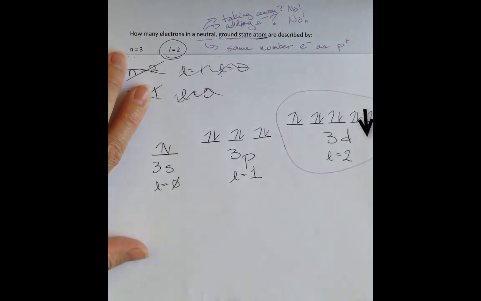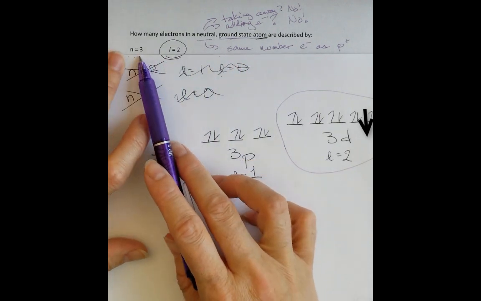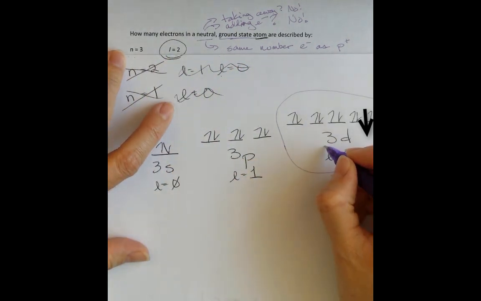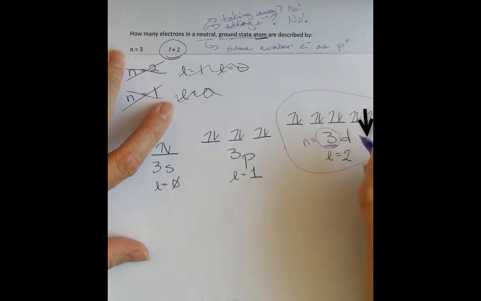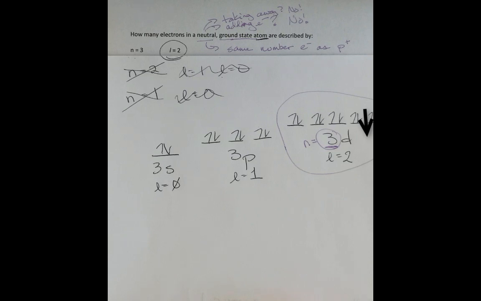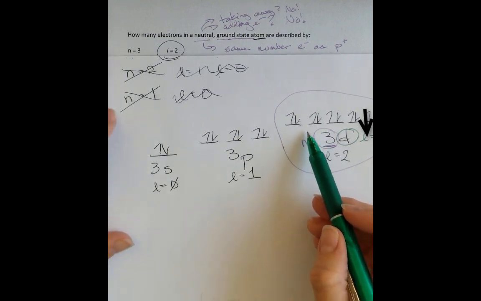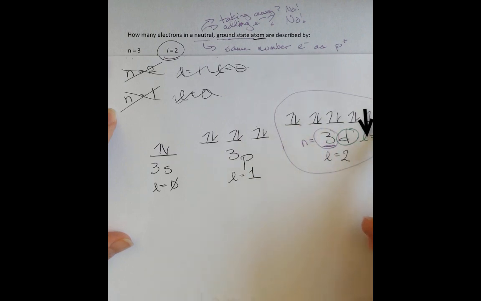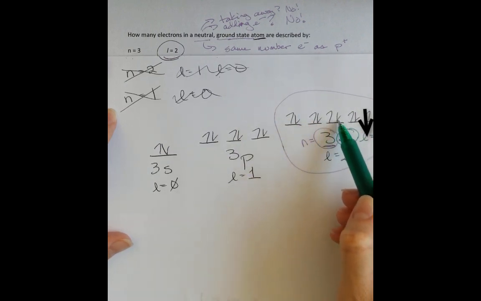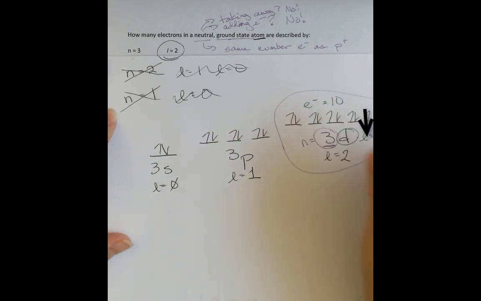So where this is a neutral ground state atom, it has to be described by n equals 3 and L equals 2. Here's my 3. So this is my n value. And here is my L equals 2 value. So the number of electrons that can be satisfied by that are the up and down arrows in my blanks here. 1, 2, 3, 4, 5, 6, 7, 8, 9, 10. So my electrons are equal to 10.